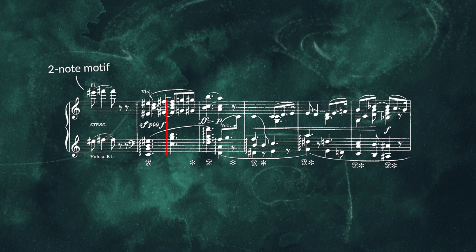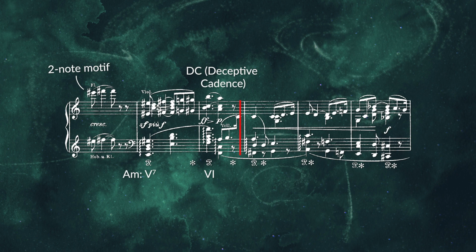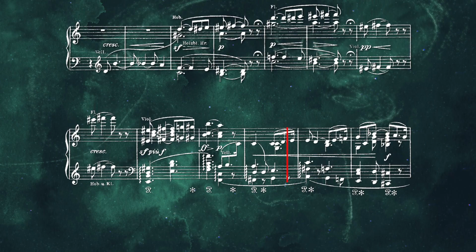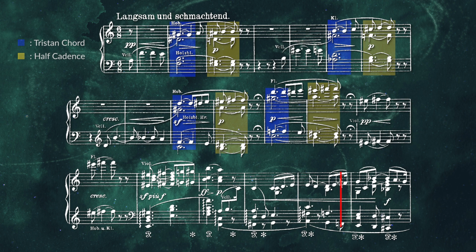And then, this. A deceptive cadence, one that resolves to somewhere it's not expected to go to. These opening bars set the premise for the entire opera. The Tristan chord, a dissonant chord that needs to be resolved, is repeatedly denied a fulfilling resolution.